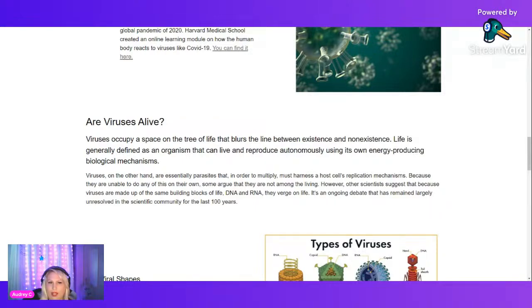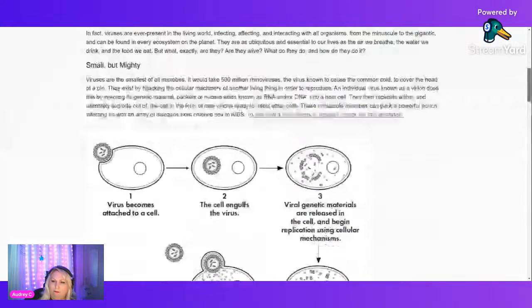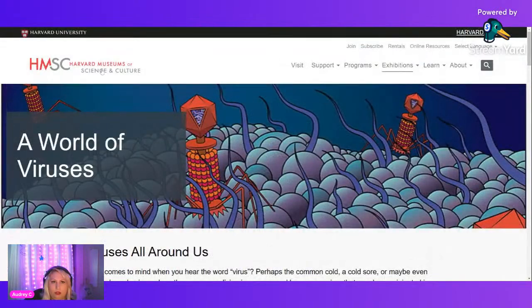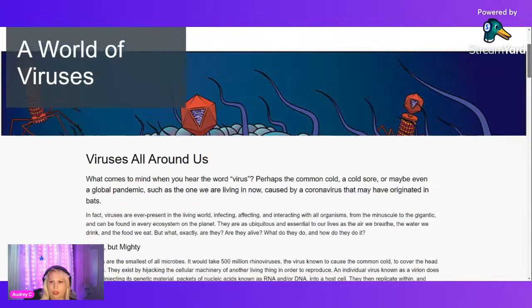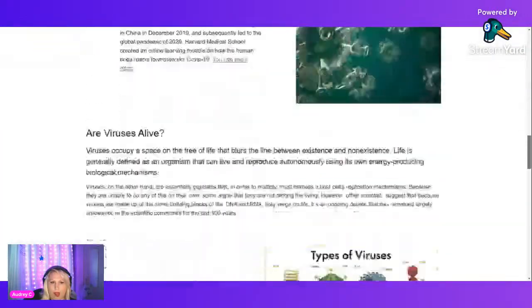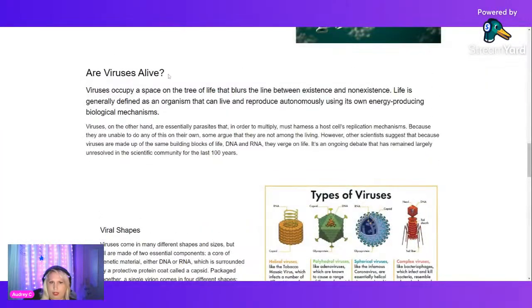Are Viruses Alive? This is from Harvard, the Harvard Museum of Science and Culture. I'll have to add this to the link in the comment section down below. So from the Harvard Museums of Science and Culture, they want to talk about the world of viruses. And down here, I want to highlight that: Are Viruses Alive?